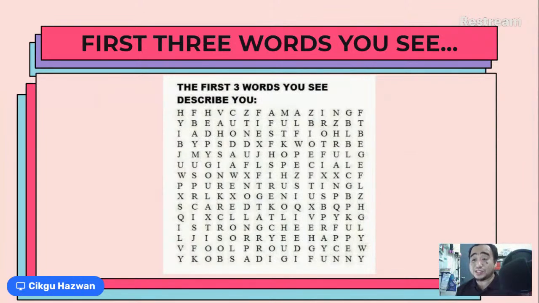The first 3 words you see describe you. Okay, this is a very good game. The first 3 words that you see describe you as a person. Wow, I can see a lot. A lot of words coming in.